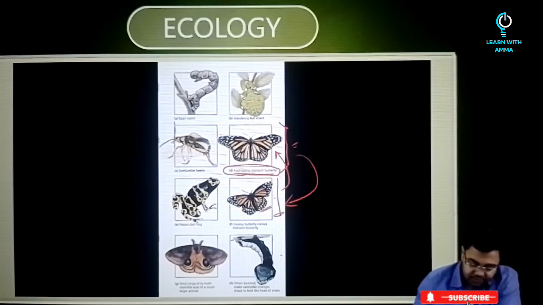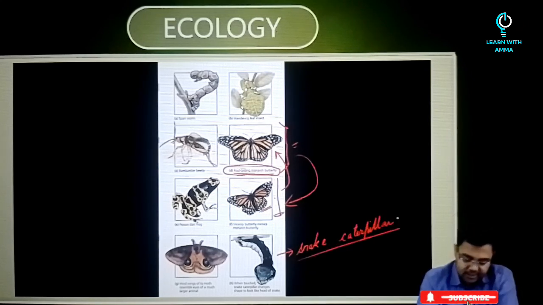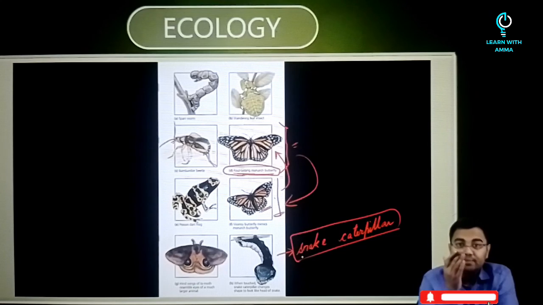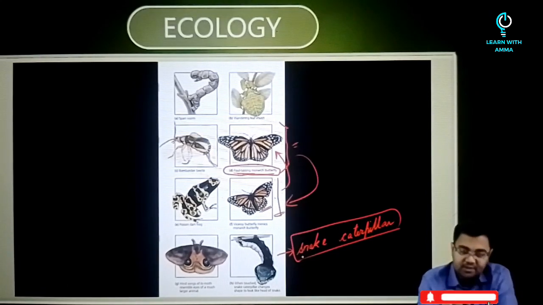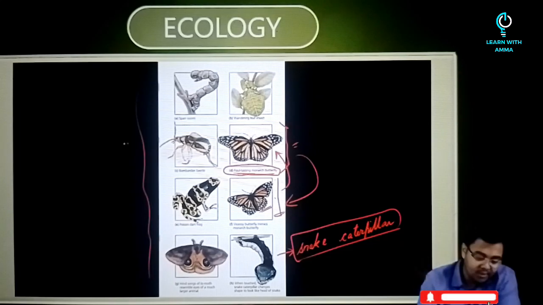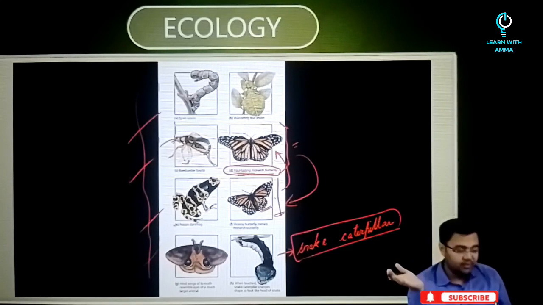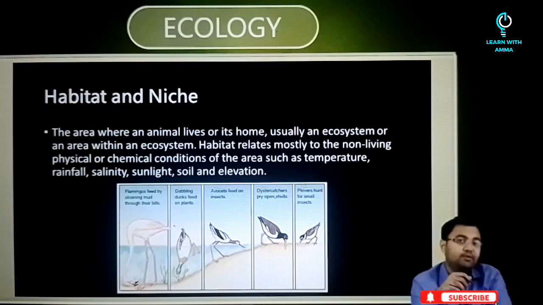Then you have this caterpillar called the snake caterpillar. And what happens with the snake caterpillar is that its shape changes to look like the head of a snake if you try to go near or try to touch it. So in that case, again, it has survived, or it has made sure that it has a mechanism that ensures that it survives its predator. All these organisms, animals have survived like this over a period of time.